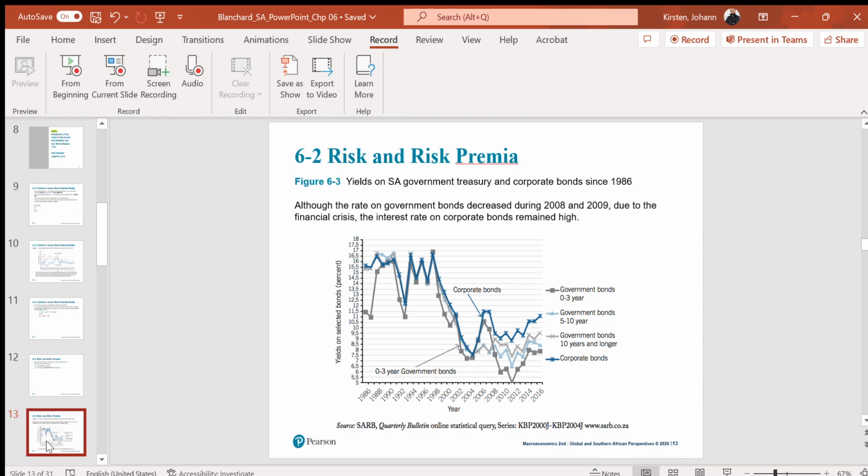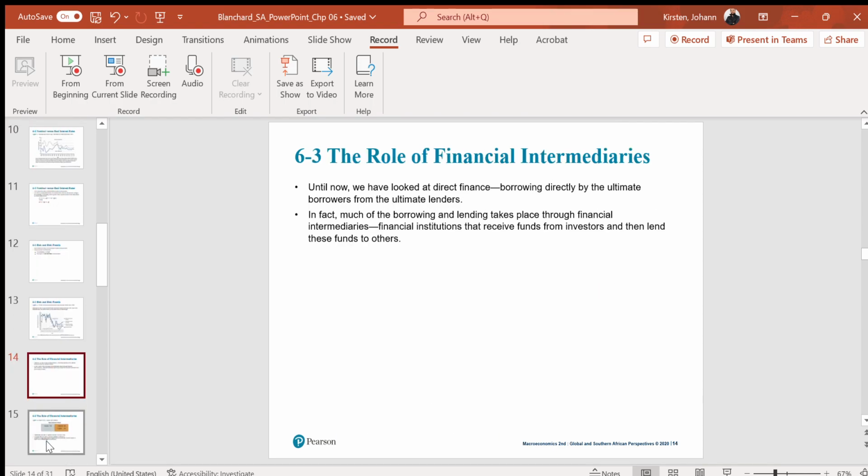So let's now move on and look at the role of financial intermediaries. Until now, we've looked at direct finance, borrowing directly by ultimate borrowers and from ultimate lenders. So we haven't looked at a financial intermediary, which is the banks. It's important when you look at interest rates like nominal and real interest rates and the risk premium to understand the role of banks and the role of a financial intermediary. Much of the borrowing and lending takes place through these financial intermediaries. They're financial institutions that receive funds from investors and then lend these funds out to others.